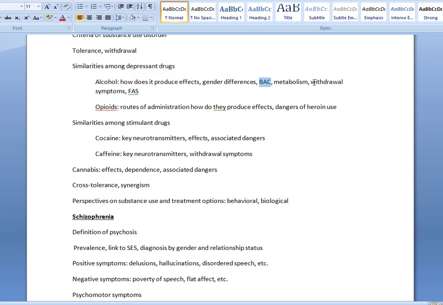The withdrawal symptoms are going to be the opposite of the effects of the drug. So a lot of the withdrawal symptoms associated with alcohol are basically an unpleasant increase in the rate of firing in your central nervous system, which could make a person jittery, can make it hard to sleep, could also potentially cause seizures, so it is possible to die from an alcohol withdrawal. And then we talked about fetal alcohol syndrome.